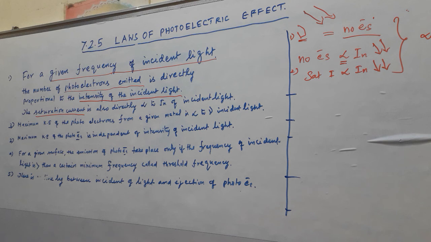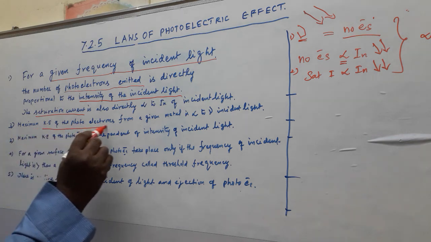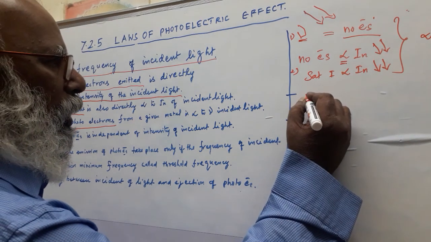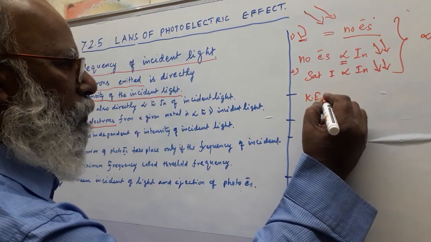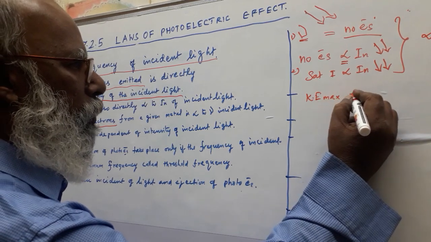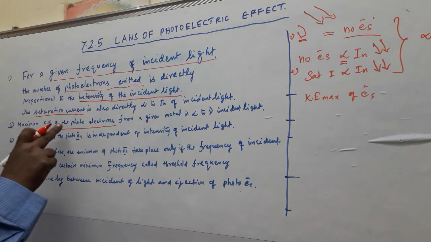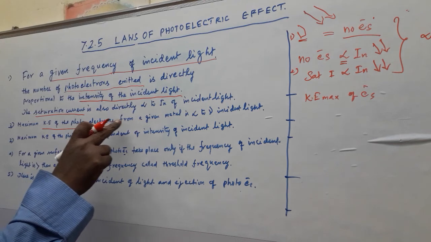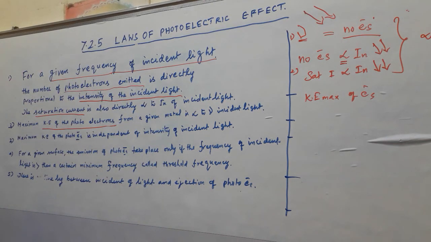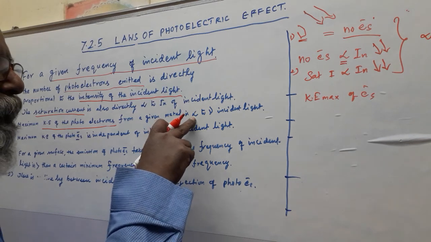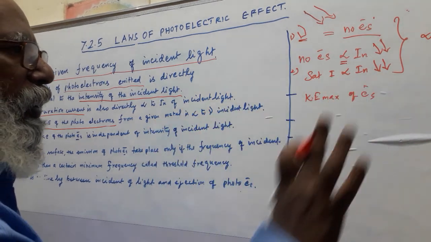Now the second law of photoelectric effect. What is my second law? Maximum kinetic energy of photoelectrons. Maximum kinetic energy of photoelectrons from a given metal is directly proportional to the frequency of incident light. Are you clear?